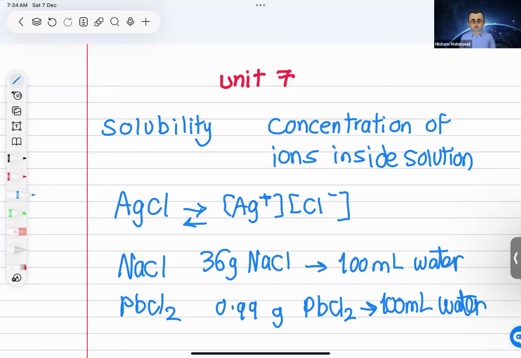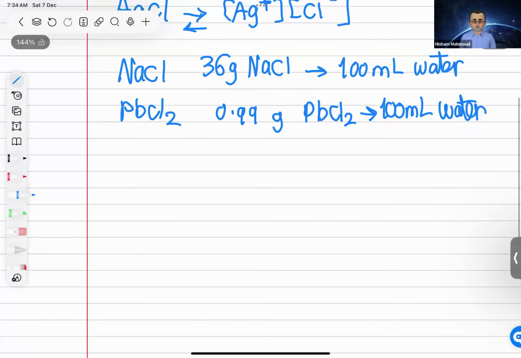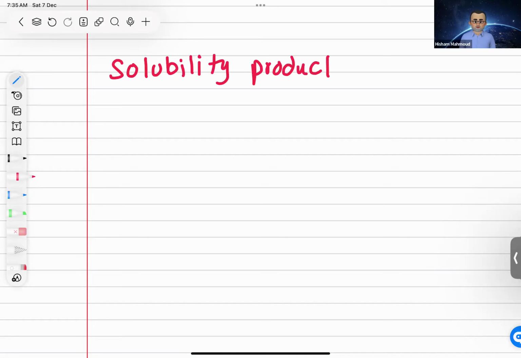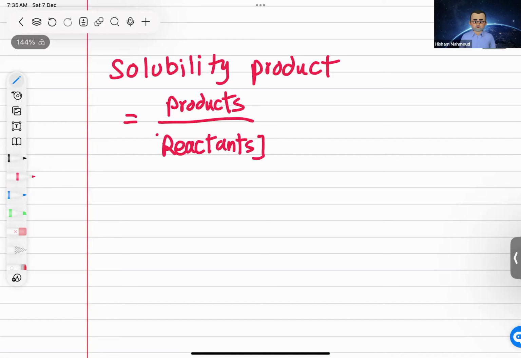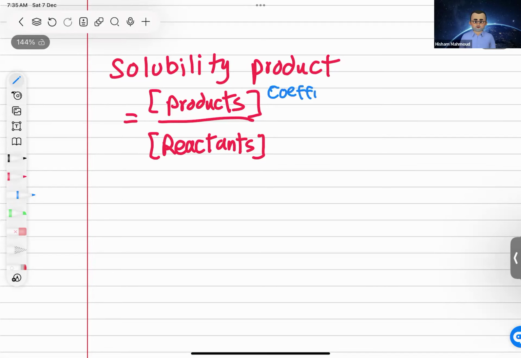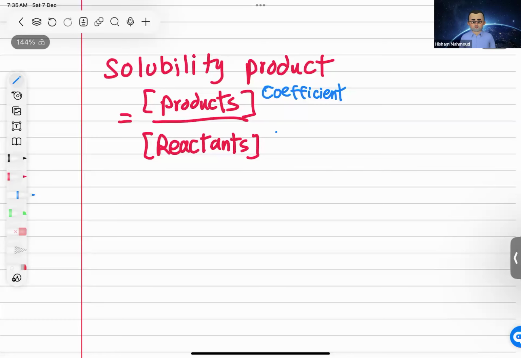Okay, then we talked about the solubility product, and we said that we can find the solubility product the same way we are finding the equilibrium constant. So it's equal to the products' concentration divided by the reactants' concentration, and all of them are powered to their coefficients.